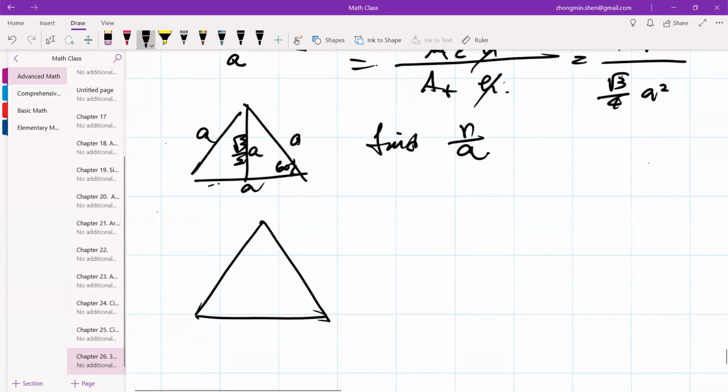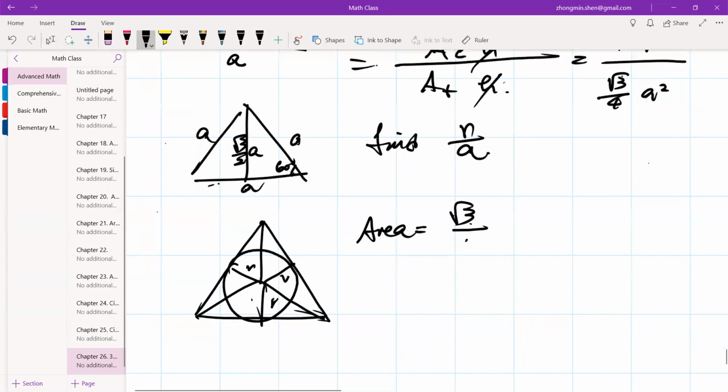All right, let me draw the picture. How do we get this? This is a circle inscribed in a triangle, right? The best way is to use the area. The area of the triangle is square root of 3 over 4 A squared, that's the total. But this consists of 3 triangles, each with area half A times R. You multiply by 3 because of the 3 identical triangles. Each of them looks like that.